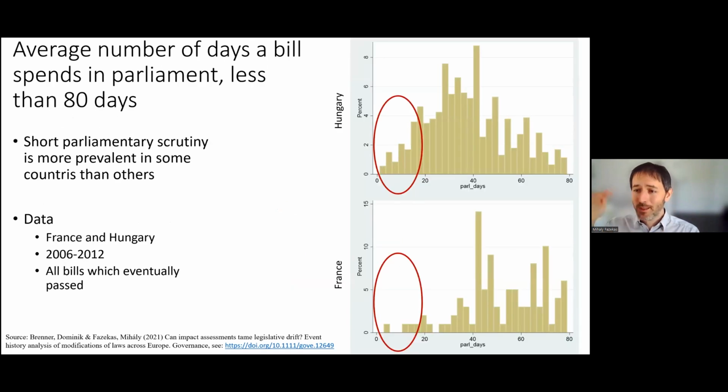Now, if I look at it by country and don't pool the countries together, you could see that this is a problem in different countries to different degrees. There's a lot more of such quick lawmaking in Hungary. You know, you're going to 3, 4, 5% of the laws, versus in France that is very much a minor and rare activity.